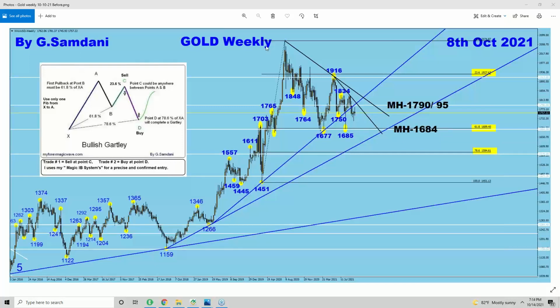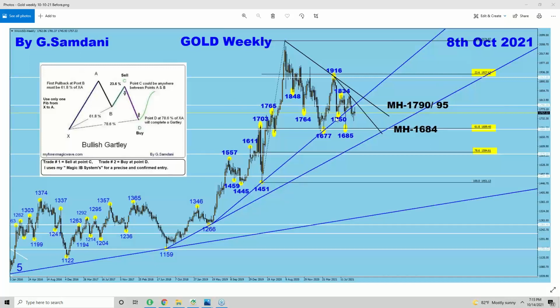Because if you put the fib from here to here, 61% is this, and 78% here, the outer TL is here. It all depends on that. Obviously, gold depends on the USD, on how the USD reacts. The USD has been up and down lately, so let's take a look at the current chart.